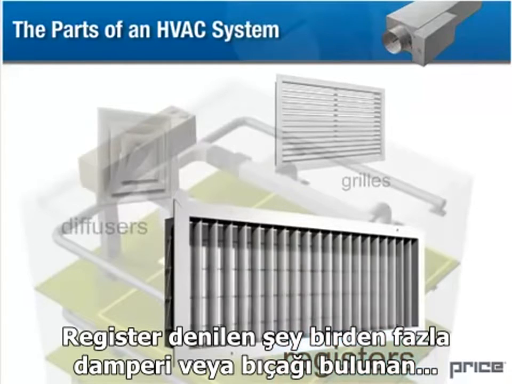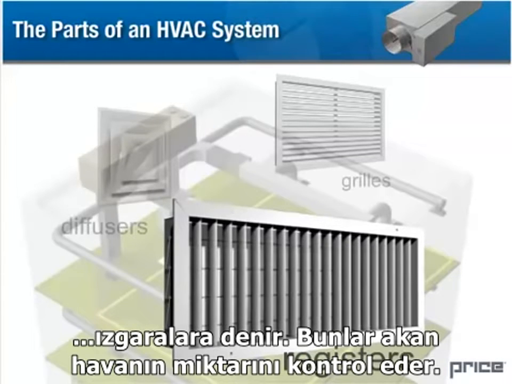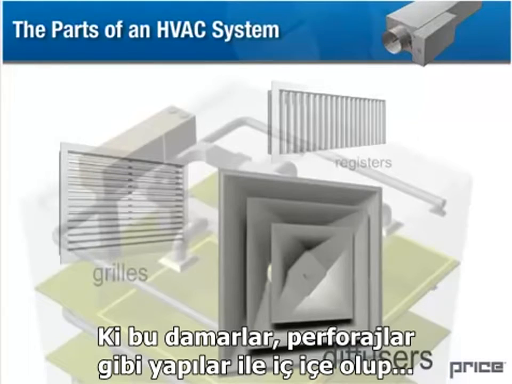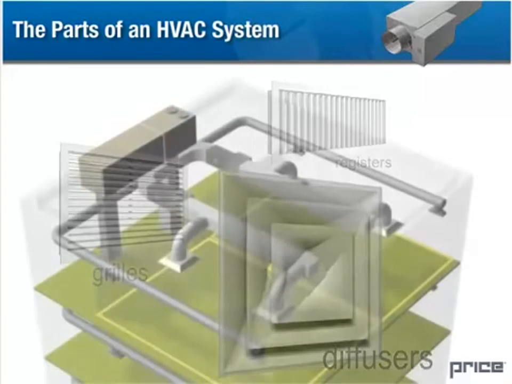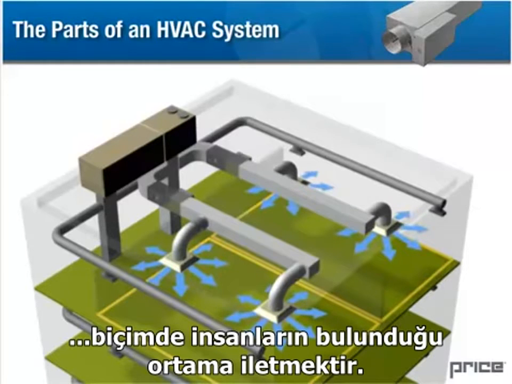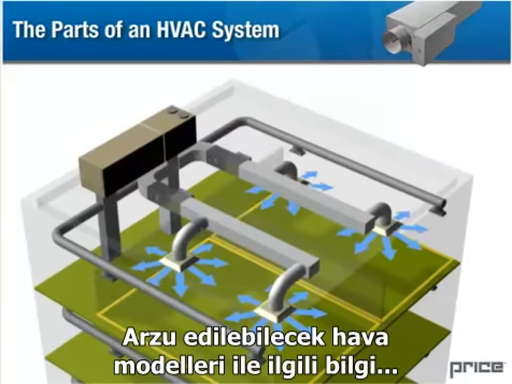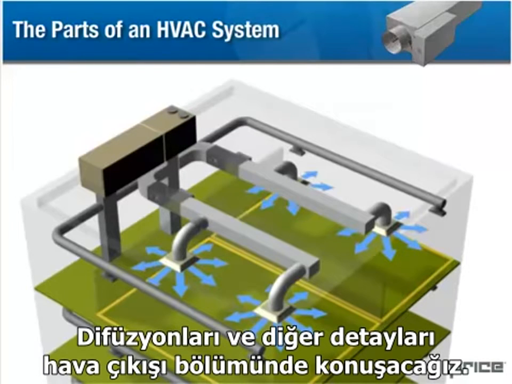A register is a grill that has one or more adjustable blades or dampers that control the amount of air that flows through. A diffuser is an air outlet which incorporates structures such as vanes, louvers, perforations, and other features for distributing and directing air. The diffuser's job is to direct the airflow throughout the occupied space in the most efficient manner possible. More information on desirable air patterns is provided in the space air diffusion section. We will discuss diffusers in more detail in air outlet selection.